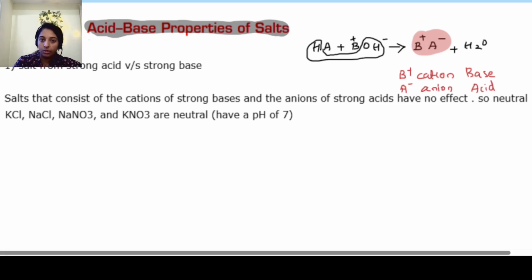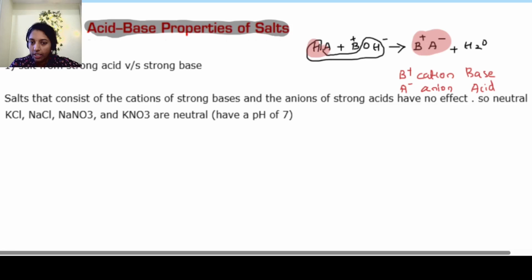Now let's see, what kind of reaction is this? Do you get the reaction? Yes, this is a normal neutralization reaction, or otherwise you can say a double displacement reaction between acid and base. So the product of a neutralization reaction, acid and base, always gives a salt. So what is the nature of the salt? Do you think it's always neutral?